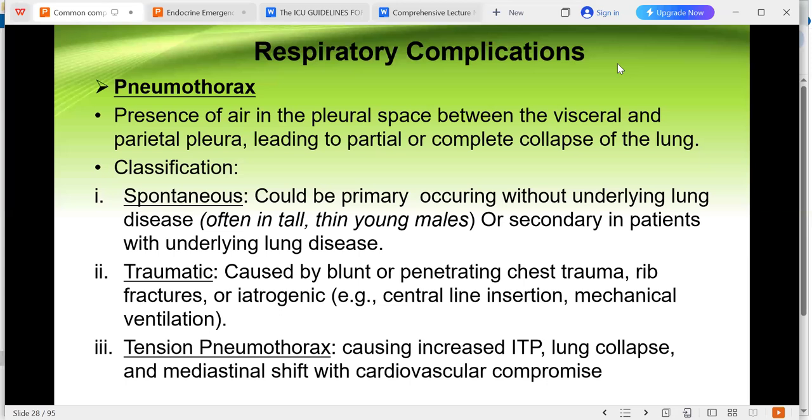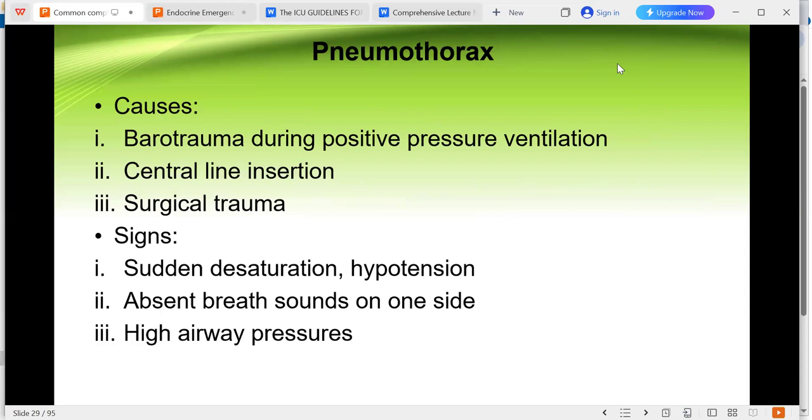Tension pneumothorax occurs when the air within the pleural space cannot come out and leads to increased intrathoracic pressure, lung collapse with mediastinal shift, and associated cardiovascular collapse. So tension pneumothorax is actually a dire emergency that needs to be relieved as soon as possible.